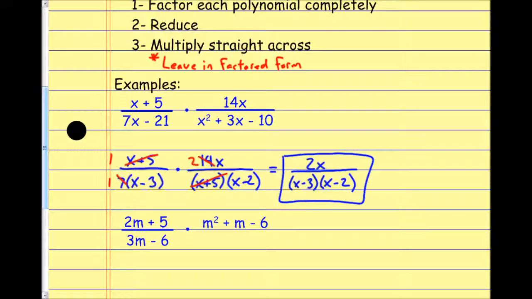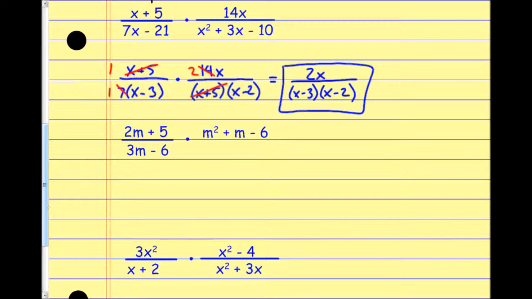If I look at the next one, just like when I'm dealing with regular numbers, if I have a whole number, I can write it as a fraction by just putting it over 1. So I'm going to put this guy over 1. And I'm going to factor everything completely. If I look at the 2m plus 5, I can't factor anything out of there, so I'm just going to leave it the way it is. The denominator, the 3m minus 6, I can factor a 3 out. Leaves me with an m minus 2.